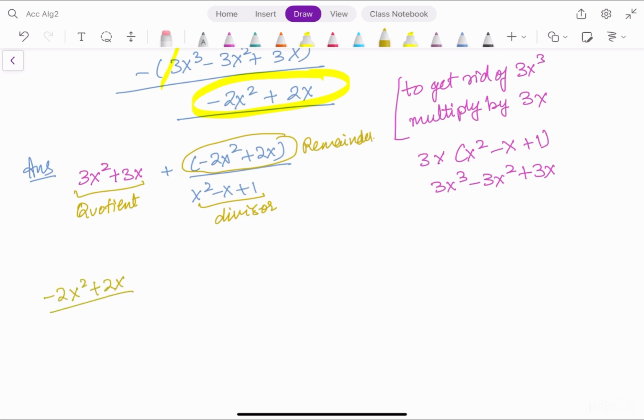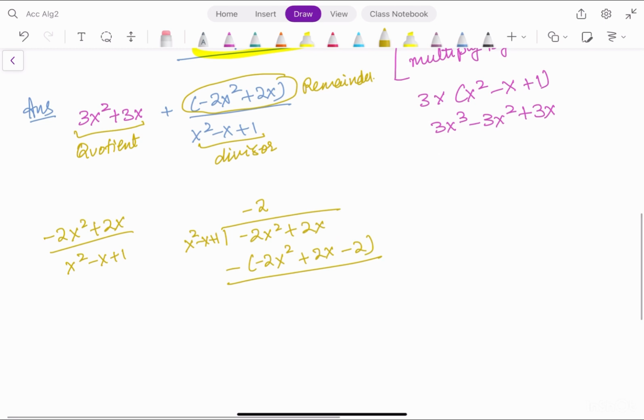Now let's try to reduce it further. So we got negative 2x squared plus 2x divided by x squared minus x plus 1. We will do the same thing again, the long division again, because I prefer to reduce it till the point I can. If I multiply the denominator by negative 2, I will be able to cancel out negative 2x squared and 2x as well, and we will be left with only negative 2.